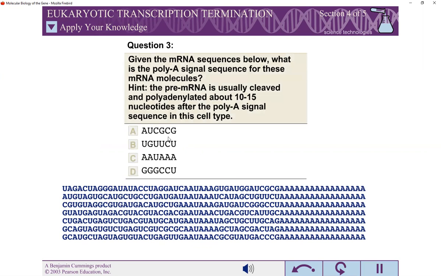Given the mRNA sequence below, what is the poly A signal sequence for the mRNA? The pre-mRNA is usually cleaved and polyadenylated at a 10 to 15 nucleotide sequence after the poly A signal. You always know that. What is the poly A sequence? The poly A signal sequence is always AAUAAA.